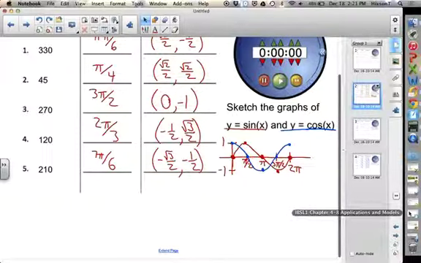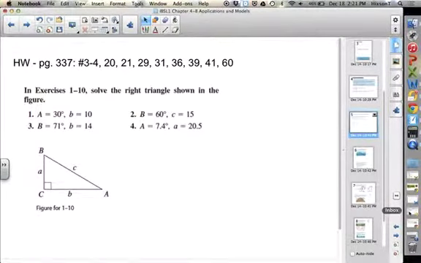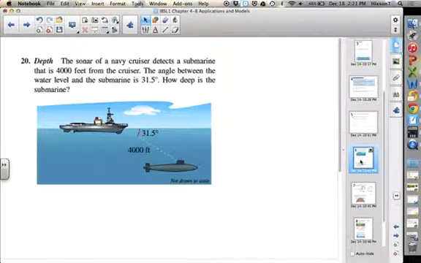Okay, so now let's take a look at our homework questions. Did anyone have a question from the right triangle trig problems? Is there going to be right triangle trig on the test? There will be a right triangle trig problem on the test. Is it going to be like a word problem? It could be, yeah, it's going to be a word problem. Okay.